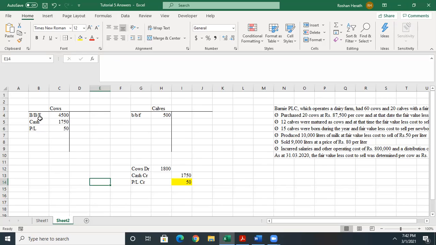It's a kind of initial recognition. As per the standard, the consumable biological assets we had to measure at fair value less cost to sell. So we did. Then it says that 12 calves matured as cows, and at that time the fair value less cost to sell per cow stood at 88,000. So during the period, these 12 cows had become matured.